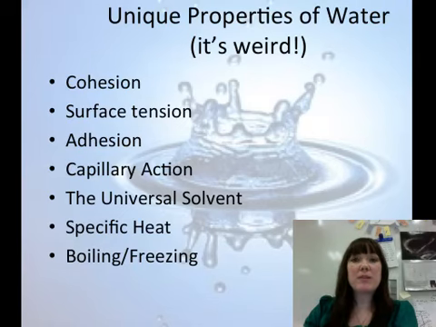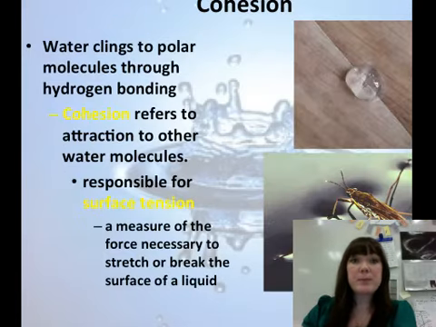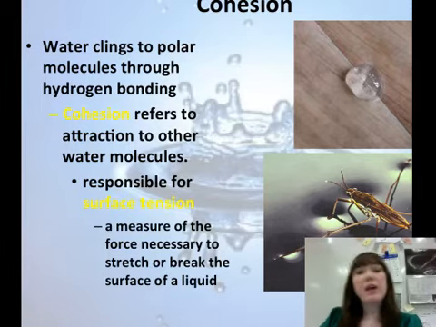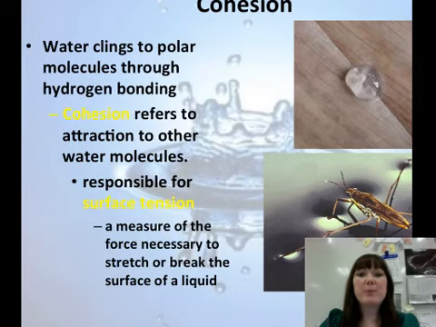Water has many properties that make it unique and a very special substance on the Earth. You can see many of the properties here that we're about to talk about. And the first one is cohesion. Cohesion refers to the attraction of water molecules to each other. And water clings to other water molecules because of the polarity and the hydrogen bond that forms between them.